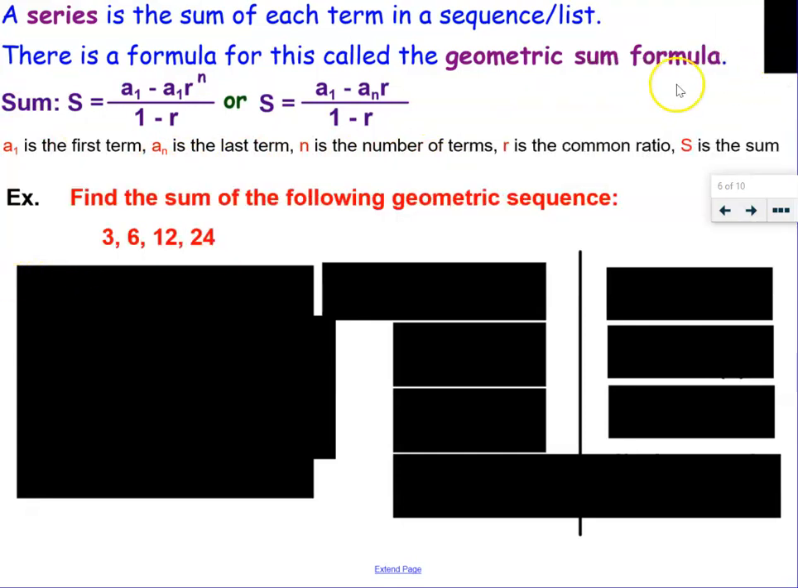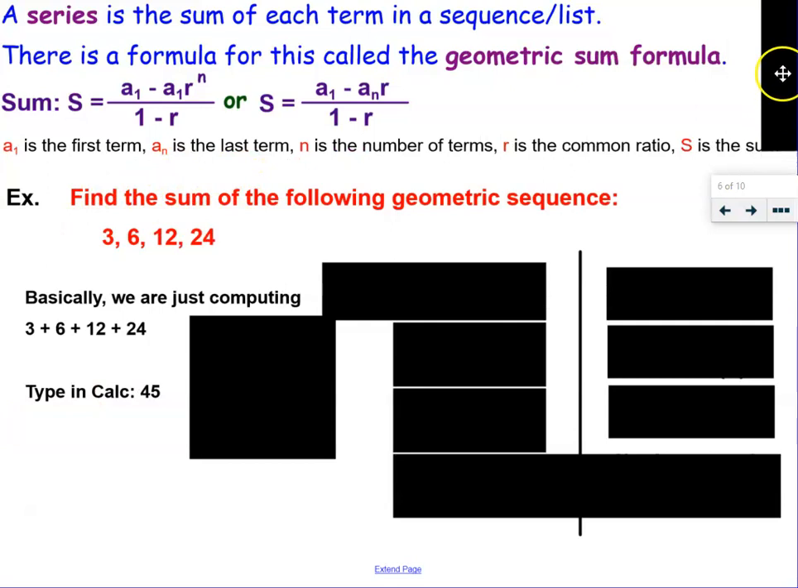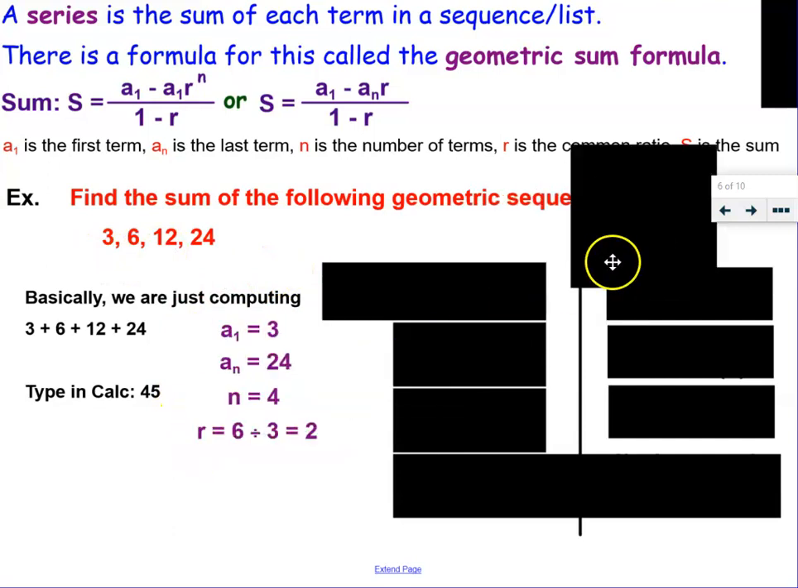So here's an example. Find the sum of the following geometric sequence: 3, 6, 12, 24. So we're basically just adding those 4 numbers. In a calculator, you type it in and get 45. But again, it's not always going to be a short list. I could put 50 terms in here or 1,000 terms in here. You're not going to write all 1,000 terms. Use the formula.